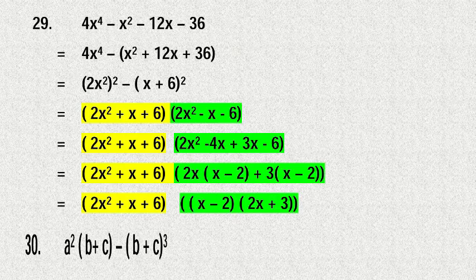Question number 30. a square into b plus c minus b plus c whole cube. This problem is also given for you to do in the classwork as homework, children. Very simple problem. We have two groups. Take out b plus c as a common factor. Then what remains? a square minus b plus c whole square. For a square minus b plus c whole square, that is in the form of a square minus b square, apply the identity, express it as a plus b into a minus b.